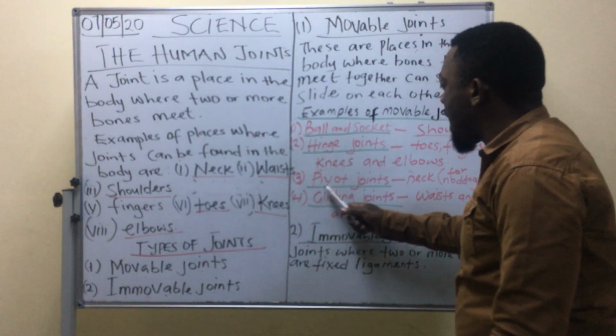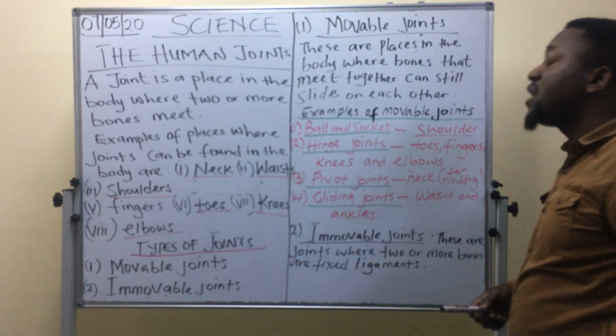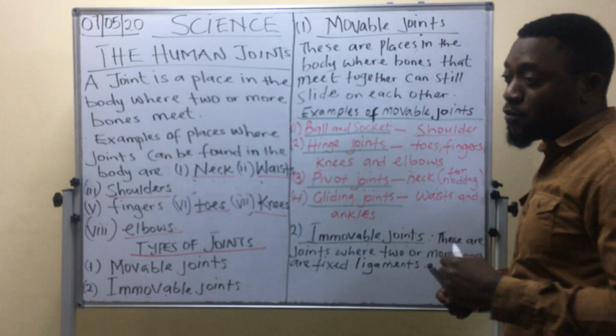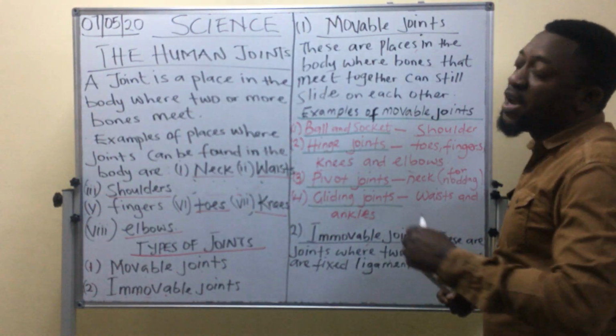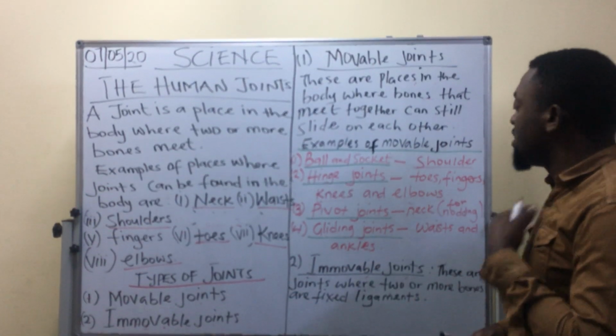Then the third one is the pivot joint. Where can you see pivot joints in the body? It is in the neck, for nodding. You nod, especially footballers and other athletes that make use of the head. It's because there is a joint. That's why there is movement here.